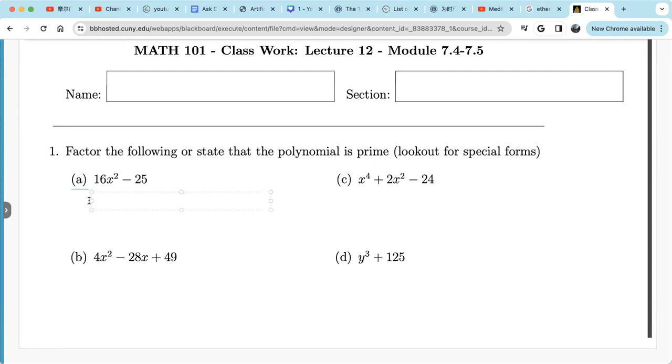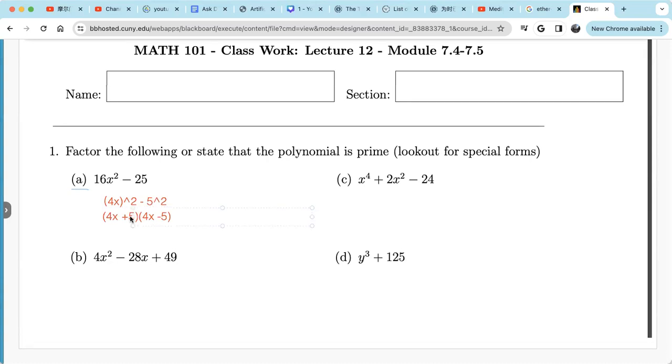16x squared can be written as 4x inside parentheses squared, minus 25, and 25 is 5 squared. So by the formula of difference of two squares, this can be written as 4x plus 5 times 4x minus 5.